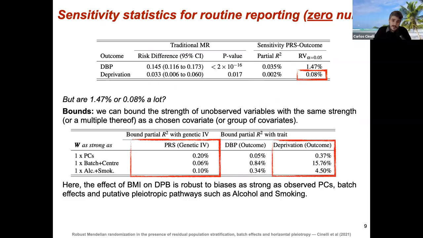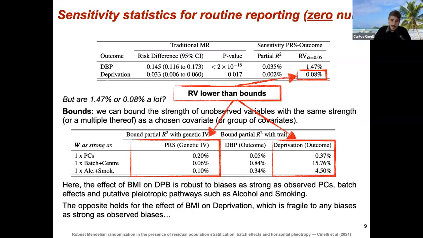In contrast, now let's compare the same bounds for deprivation, and we can see that the bounds are greater than the robustness value of 0.08%. So we cannot rule out that residual biases as strong as observed biases could fully eliminate the statistical significance of the effect of BMI on deprivation.